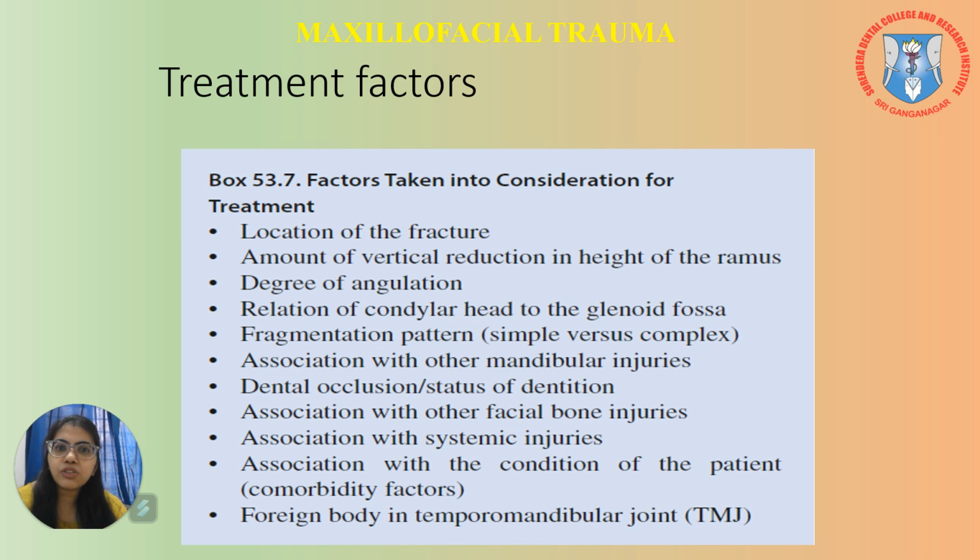Treatment factors that should be taken into consideration are location of the fracture, amount of vertical reduction in height of the ramus, which is around 2 mm, degree of angulation, around 45 degrees, relation of the condylar head to the glenoid fossa, fragmentation pattern that is simple versus complex, dental occlusion or status of dentition, association with other facial injuries, with systemic injuries, and the condition of the patient, and then comorbidity factors, foreign body, and temporomandibular joints.